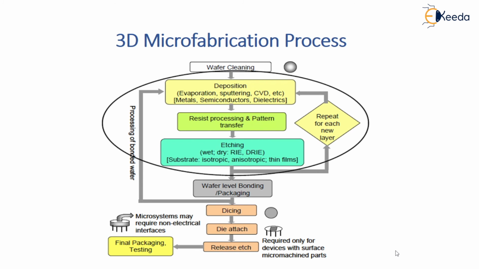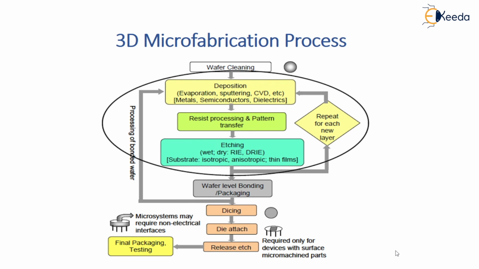Okay, so if it is not properly etched, then we have to repeat the step for the deposition of a new layer, and wafer level bonding and packaging. So we have to repeat the stage. This deposition, resist process and pattern, and etching is one of the basic areas of the 3D microfabrication process, along with wafer level bonding and packaging. So after one layer, another layer is created. That is a layer by layer process. As we know, it is like 3D printing.